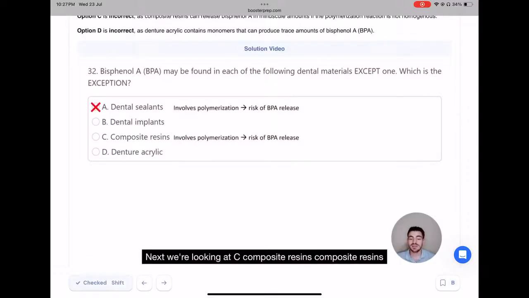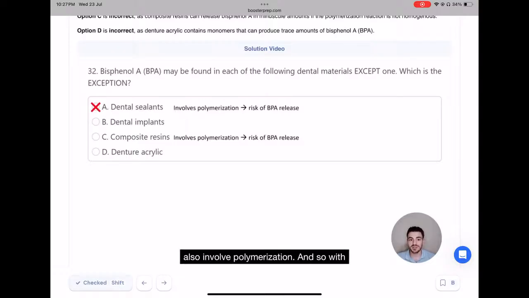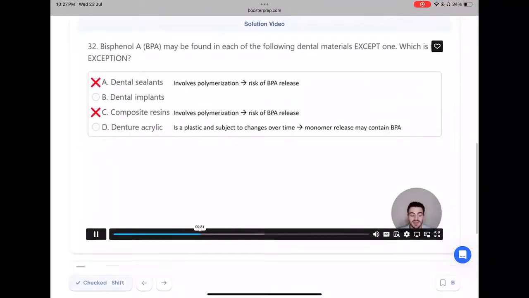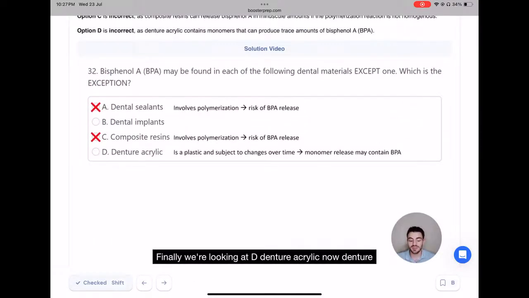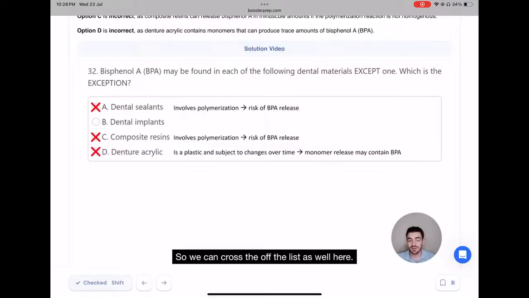Next we're looking at C, composite resins. Composite resins also involve polymerization, and so with polymerization comes a risk of BPA release. We can also cross this off the list. Finally, we're looking at D, denture acrylic. Now, denture acrylic is a plastic and it is subject to changes over time, and as such, monomer release may contain BPA. So we can cross D off the list as well here.